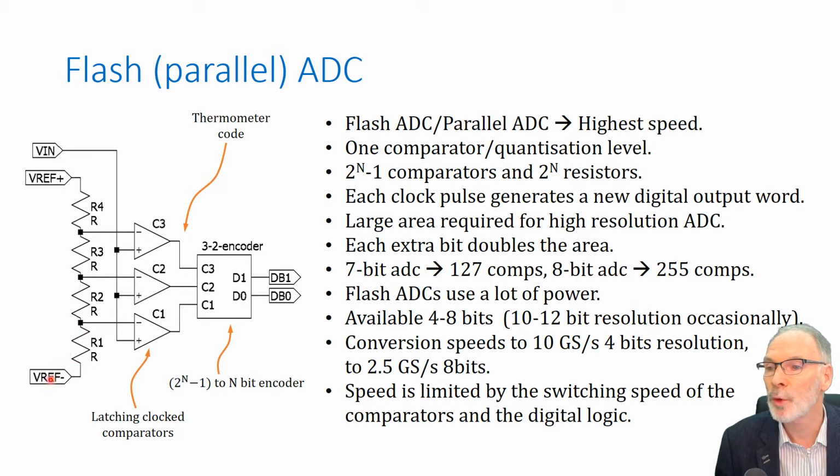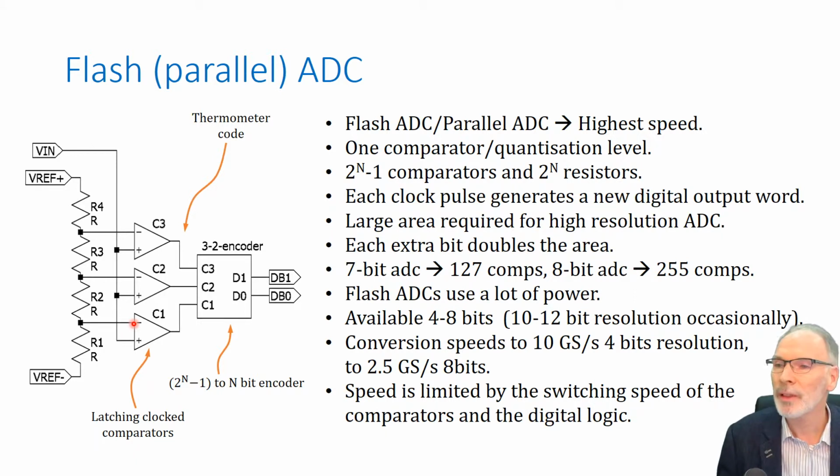So if we assume for the moment that VREF minus is connected to ground and VREF plus is connected to 4 volts, at tap 1 we should see 1 volt, at tap 2 we should see 2 volts, at tap 3 we should see 3 volts, and then of course the reference is at 4 volts. These tap points are connected into the minus inputs of the comparators C1, 2, and 3.